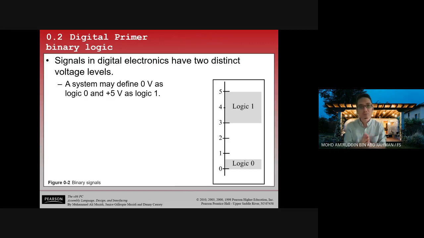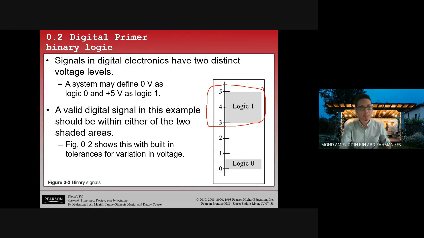So whenever the voltage is 0, that becomes logic 0. When the voltage is at 5 volts, that is considered logic 1. But it may range around 3 to 5, as you can see in the picture. So it may range between 3 and 5. When the computer detects that the voltage is within that range, it is considered a logic 1.